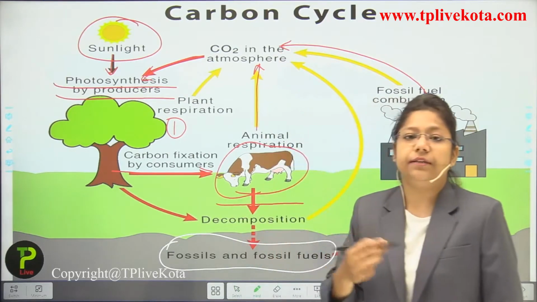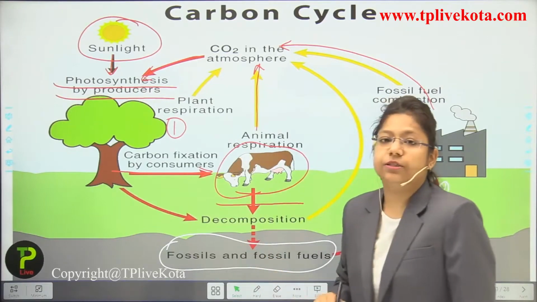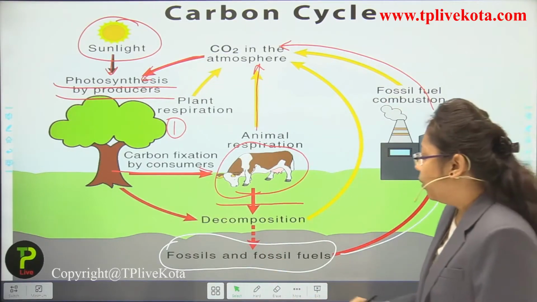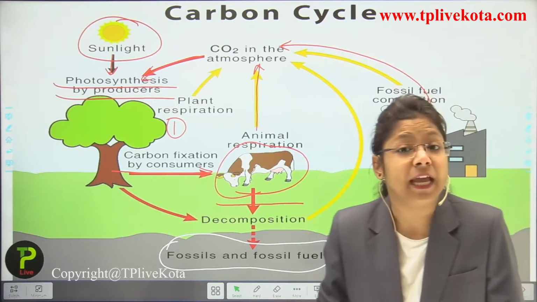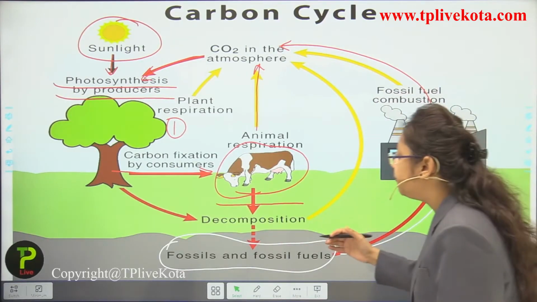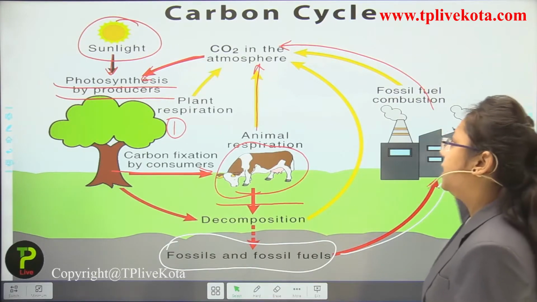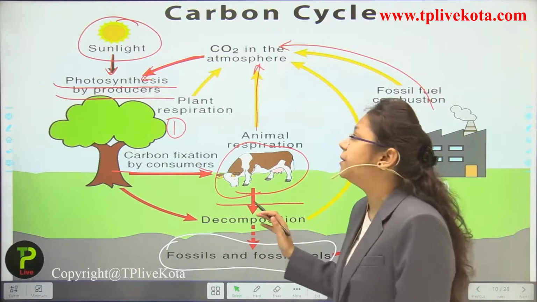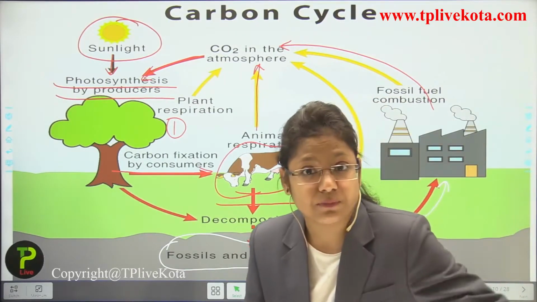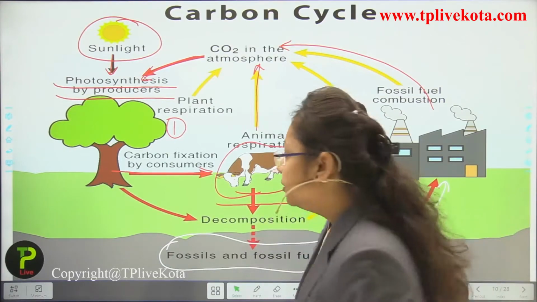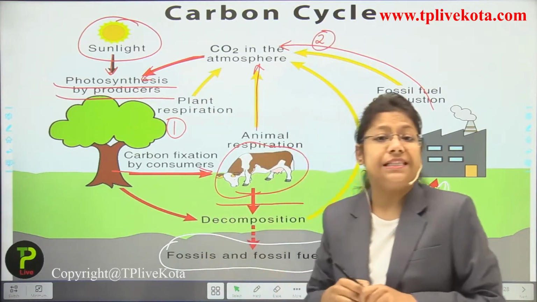So I am repeating this process again. What is going to happen? This animal is going to die. Now through decomposition, the fossils and the fossil fuels will be formed. Now this fossil fuel is going to be used by the industries, and then the combustion takes place, and due to combustion what will happen? Carbon dioxide is produced, which again goes back to the atmosphere. So this is the second step of the carbon cycle.